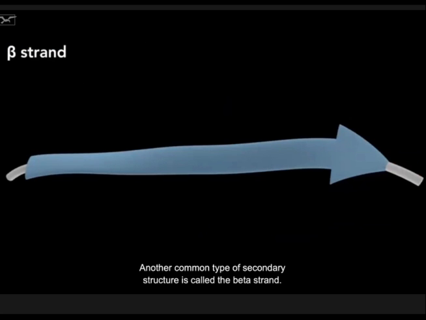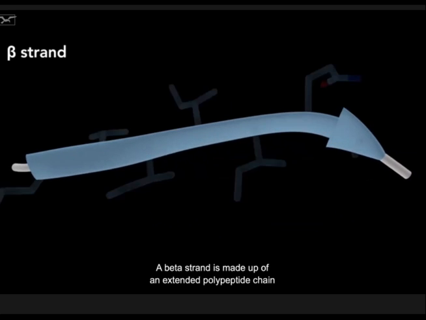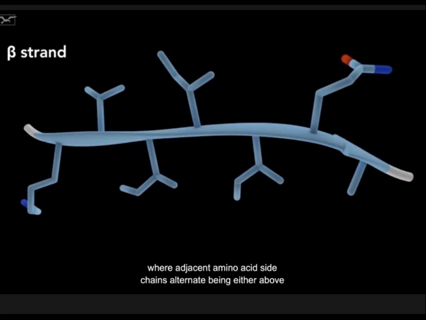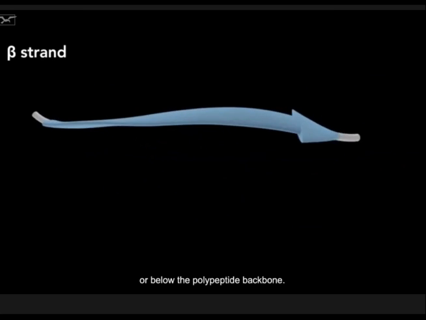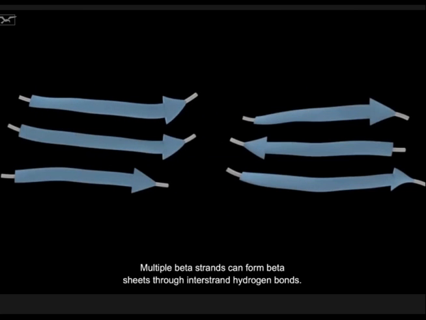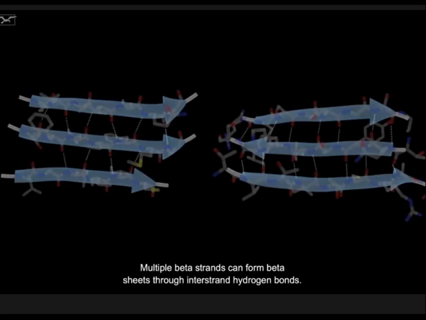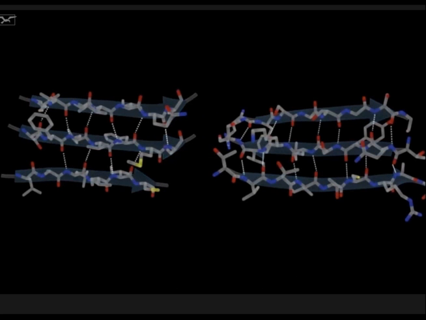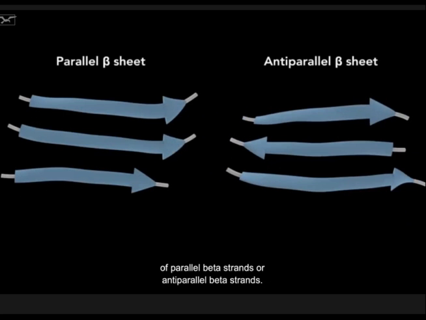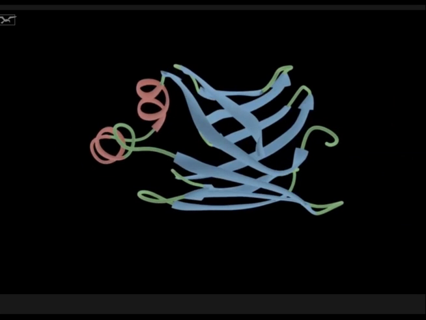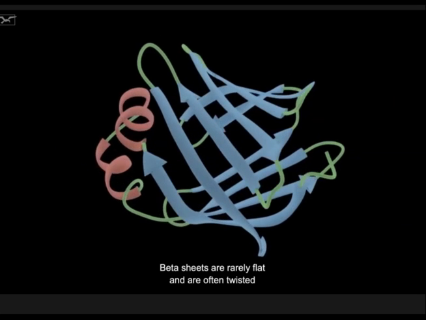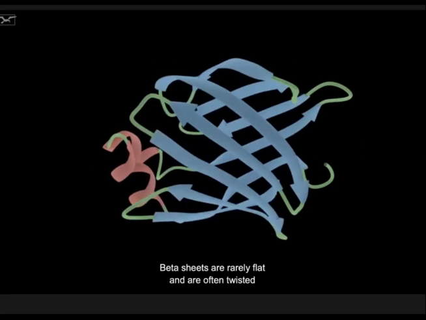Another common type of secondary structure is called the beta strand. A beta strand is made up of an extended polypeptide chain where adjacent amino acid side chains alternate, being either above or below the polypeptide backbone. Multiple beta strands can form beta sheets through interstrand hydrogen bonds. Beta sheets can form through interactions of parallel beta strands or antiparallel beta strands. Beta sheets are rarely flat and are often twisted to various extents within the context of a protein.